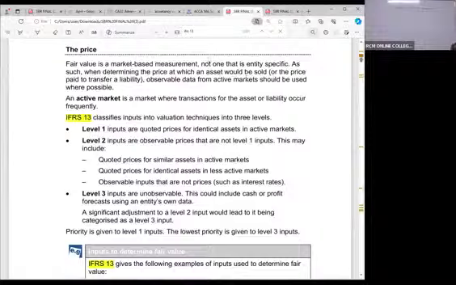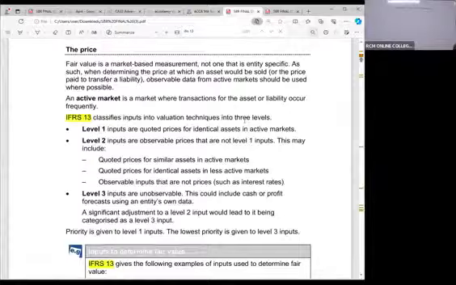An active market is a market where transactions for the asset or liability occur frequently. For example, if you'd want to sell goats, you can go to the Kajiado markets. Those are active markets where goats are being sold every day. You can easily get prices there. IFRS 13 classifies inputs into valuation techniques into three levels. This one is very popular in your exams. These are the inputs that we shall use to be able to say, ladies and gentlemen, that this goat of mine is valued at this much.